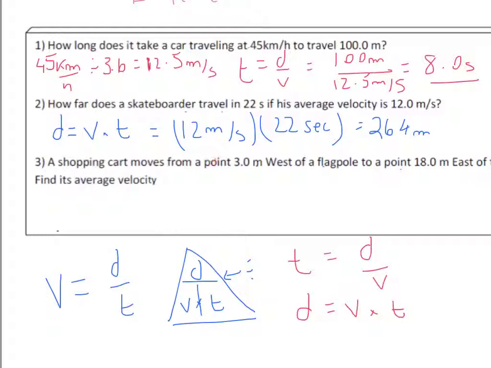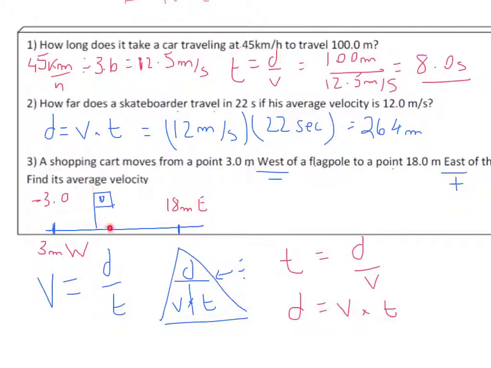A shopping cart moves from a point 3 meters west of the flagpole to 18 meters east of the flagpole. Find its average velocity. Okay, so now we have a direction, west and east. West is a negative direction, east is a positive direction. So we have a diagram. Here's the flagpole. To the right is 18 meters east, and to the left, negative 3 meters. We take the flagpole to be position 0.